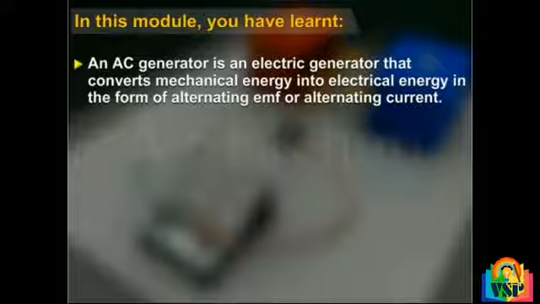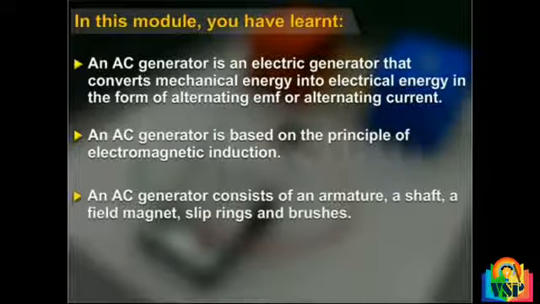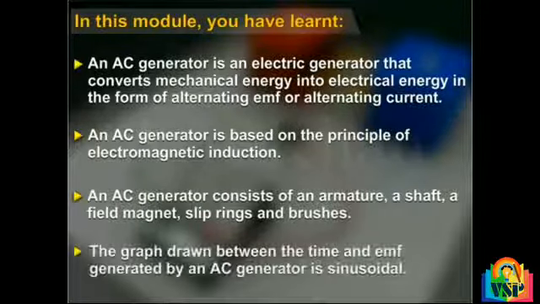Okay, in this module you have learned an AC generator is an electric generator that converts mechanical energy into electrical energy in the form of alternating EMF or alternating current. An AC generator is based on the principle of electromagnetic induction. An AC generator consists of an armature, a shaft, a field magnet, slip rings, and brushes. The graph is drawn between the time and EMF generated by an AC generator.